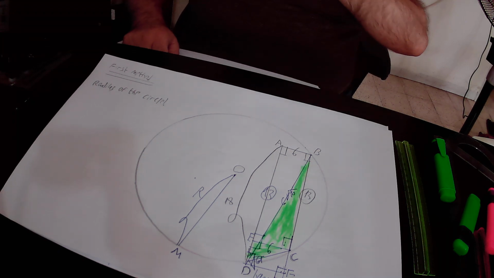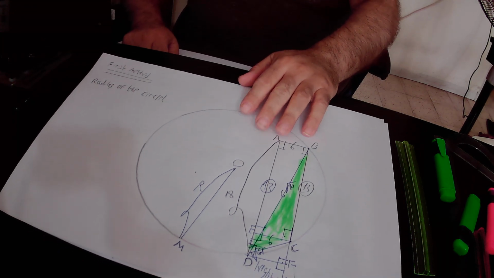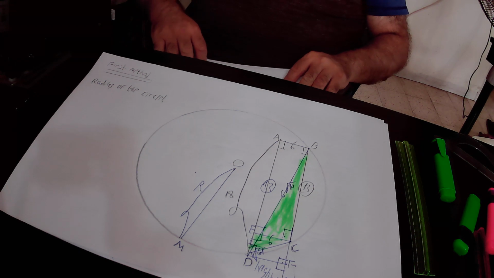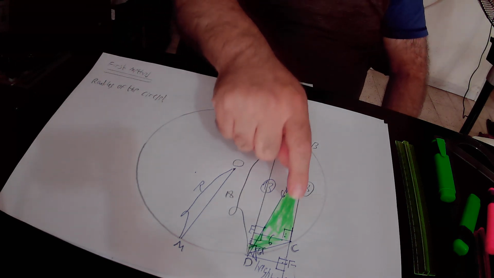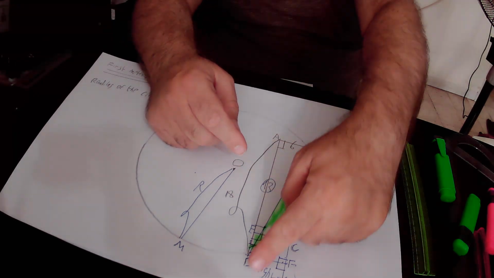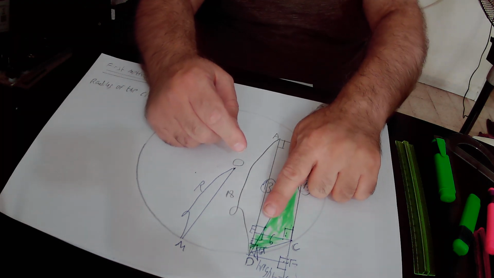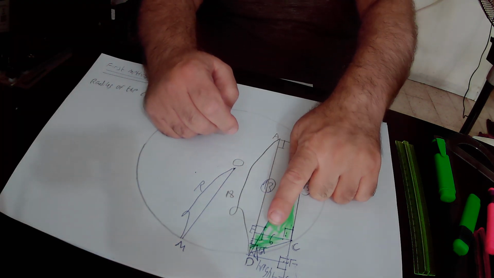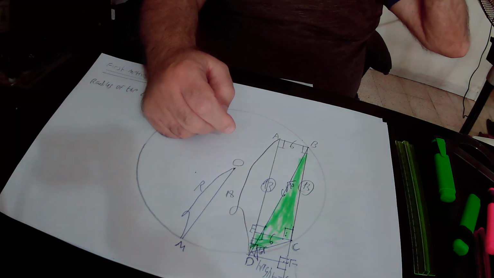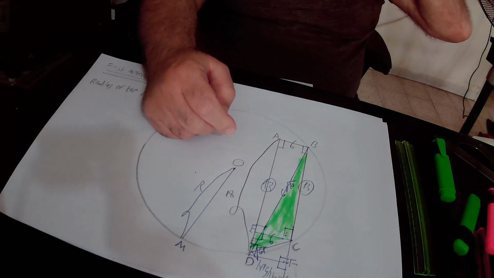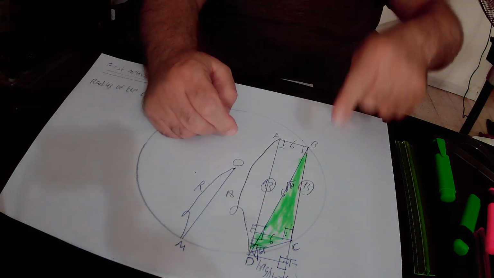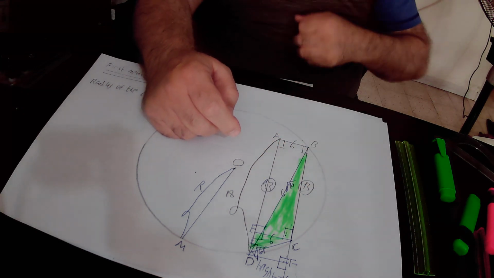OM equals capital R. In the first step, we did a construction, that is to say, from point C, we drew a perpendicular on AD. That is to say, this angle equals 90 degrees, and this angle equals 90 degrees, according to our construction. We define the touching point of the perpendicular from point C and AD as E.